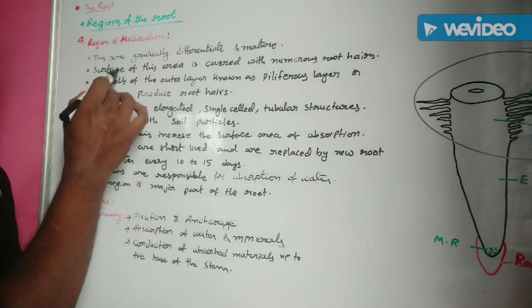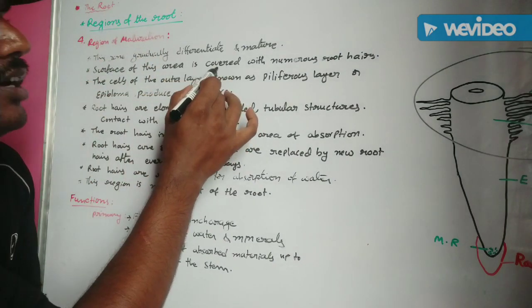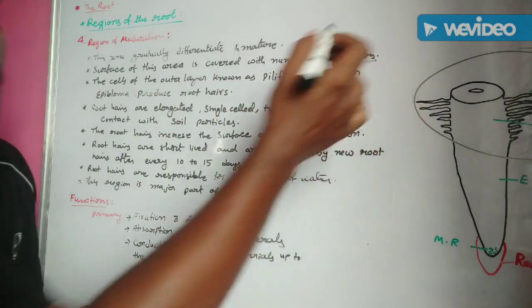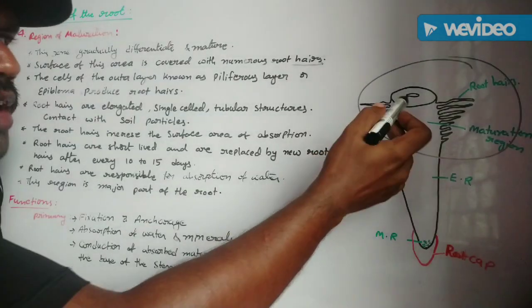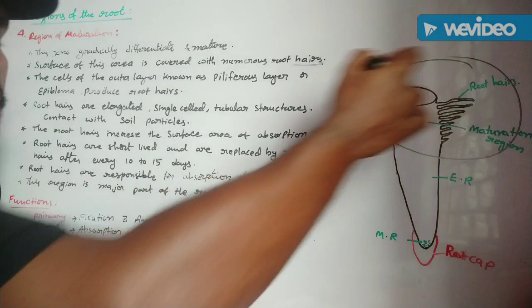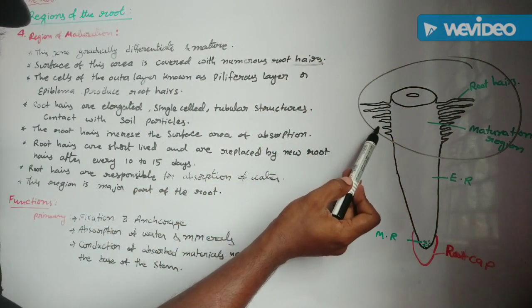Understand? Next one. The surface of this area is covered with numerous root hairs. The root hairs cover this maturation region. These are the root hairs.